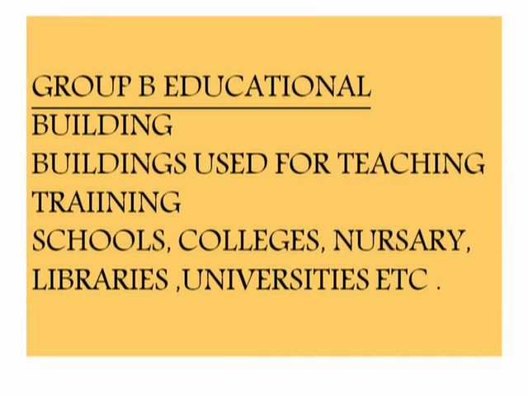So this was the discussion of the Group A, that is residential buildings. The second category or the second classification of the building is Group B. Group B includes the educational buildings. Educational building means these are the buildings used for the purpose of providing teaching or training.